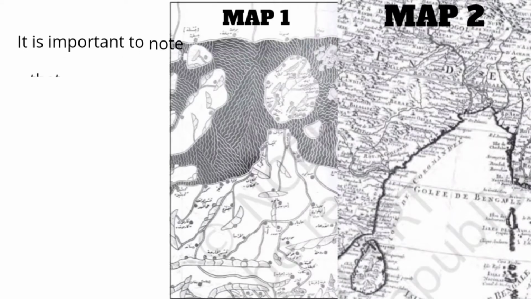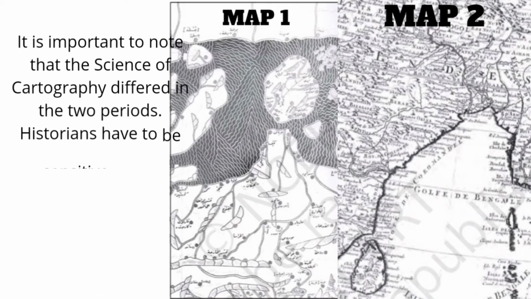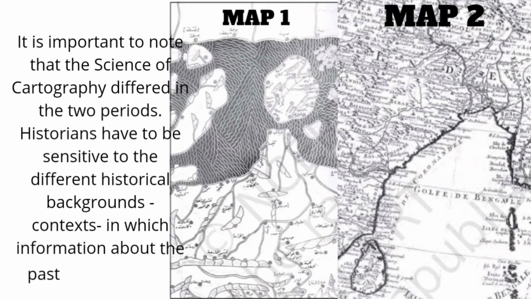Now a question arises: why is there a difference between map 1 and 2? It is important to note that the science of cartography differed in the two periods. Historians have to be sensitive to the different historical backgrounds or contexts in which information about the past was produced, so map 1 and 2 are different in their structures.